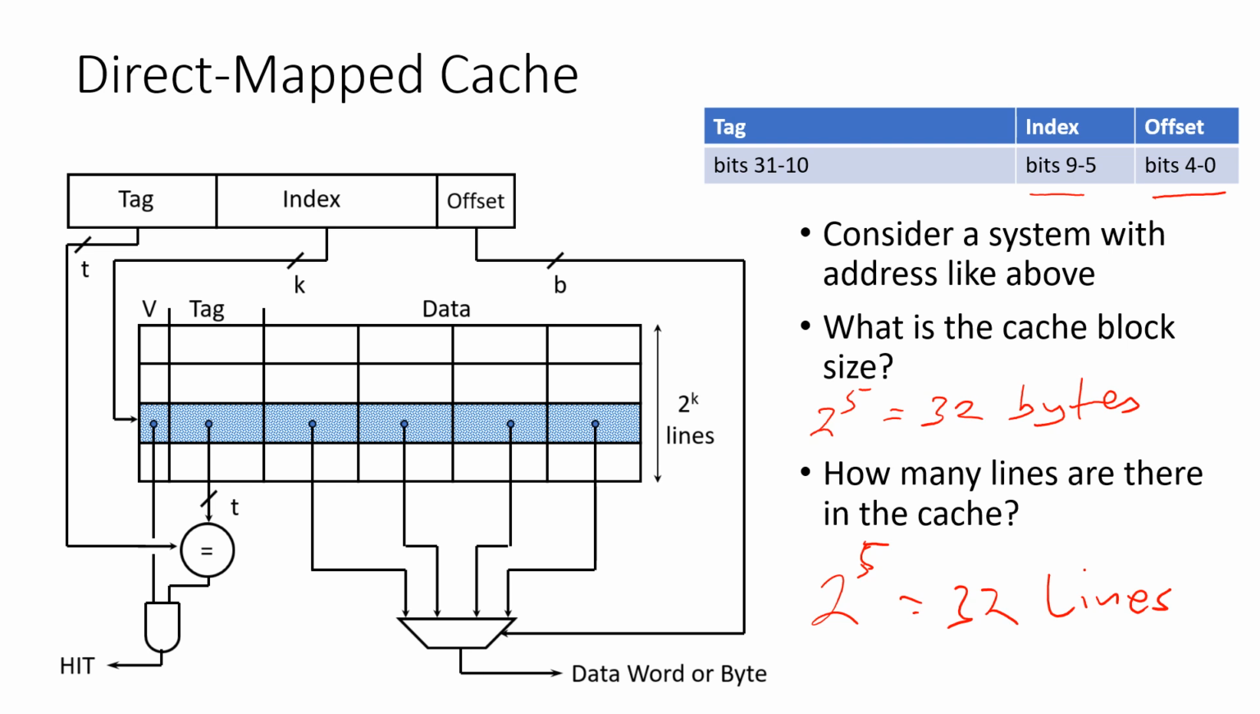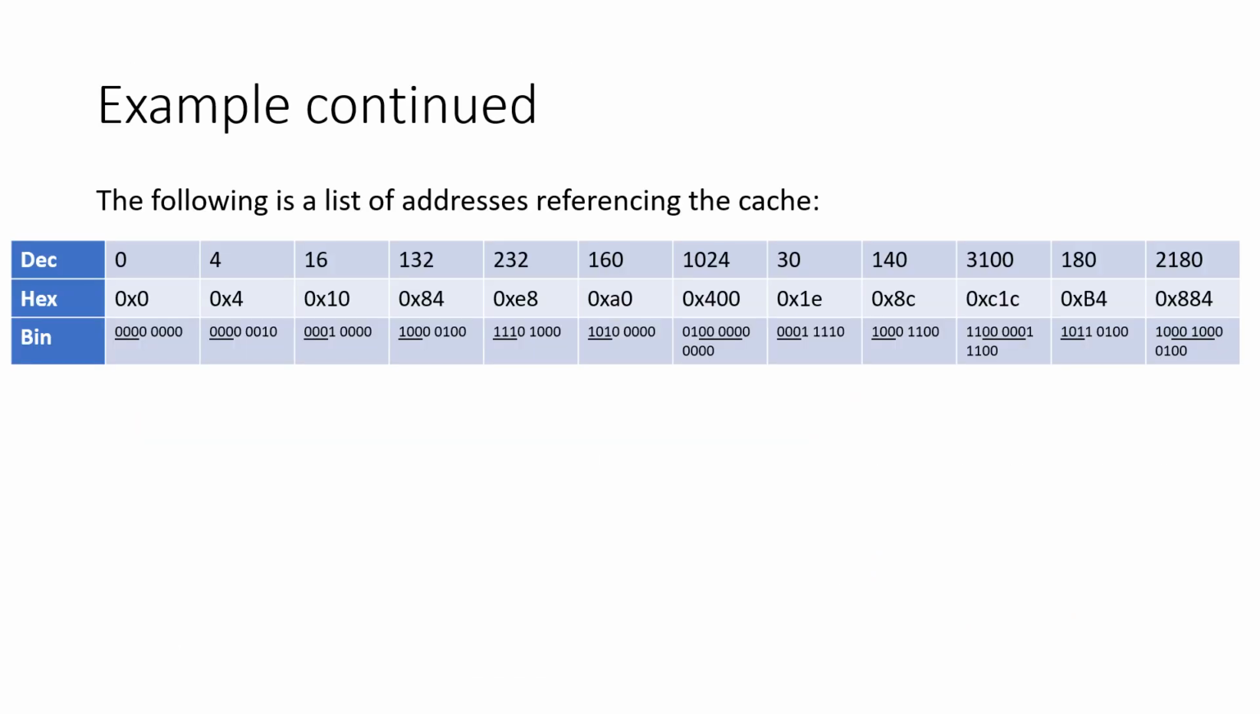So let's look a little bit more closely at an example with this kind of cache design. We continue the example here. Consider a sequence of memory references like in the table here. We have 12 references, and I have also conveniently provided the decimal, hexadecimal, and binary values. Our task is to find the number of hits and misses and which references cause a replacement or conflict.